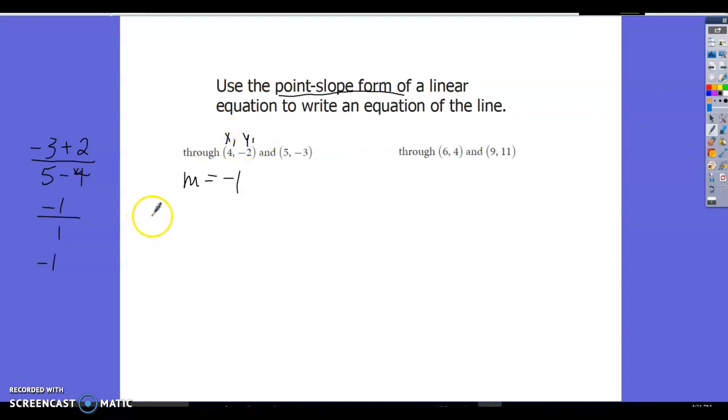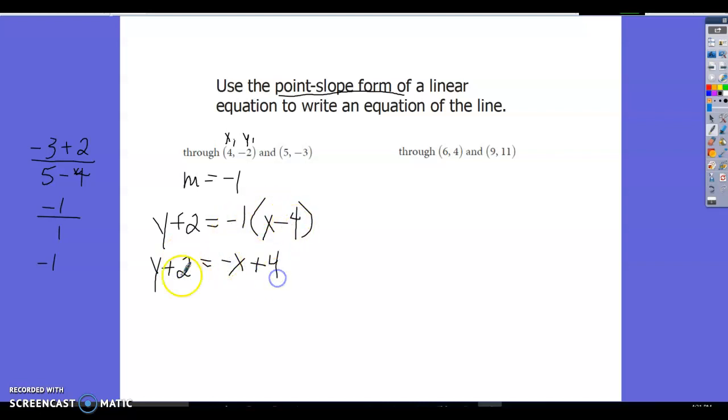So we're going to have y minus y1, which is +2 again, equals our slope, times x minus our x1, which is 4. Now we're going to distribute that -1, so it's going to be -1x plus 4. Subtract 2, y equals -x plus 2. All right, same thing over here.